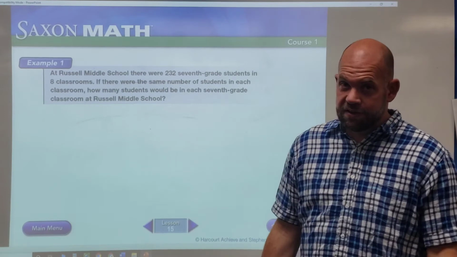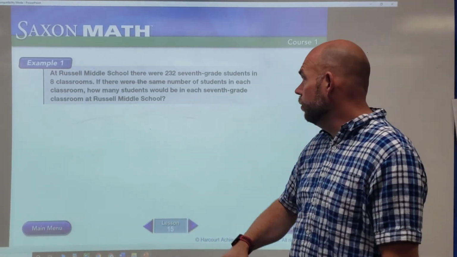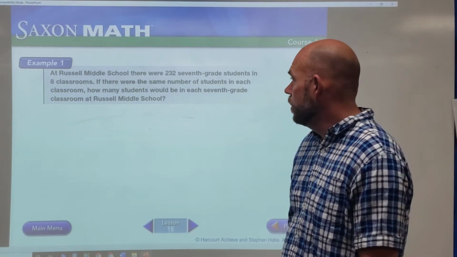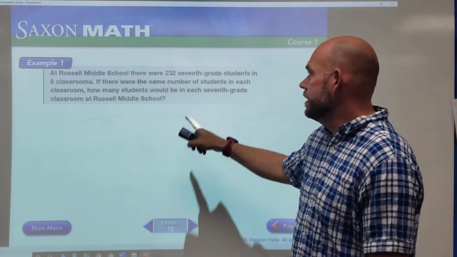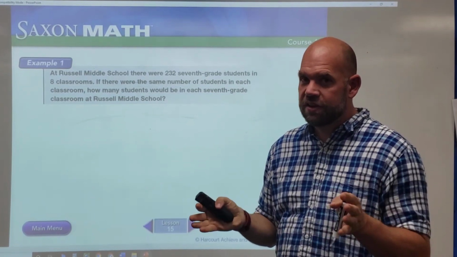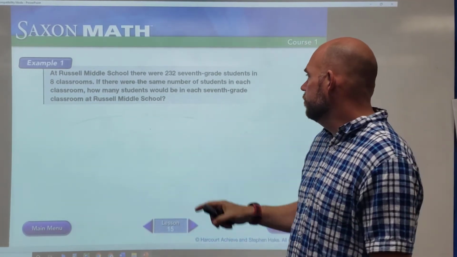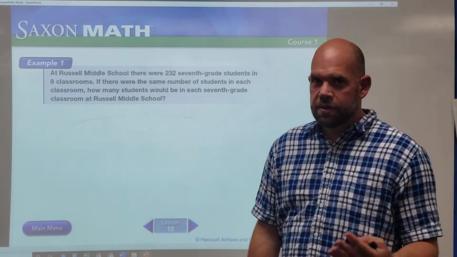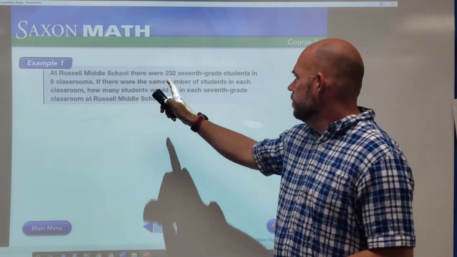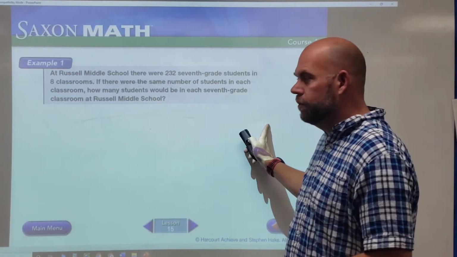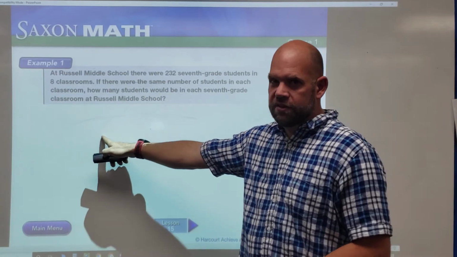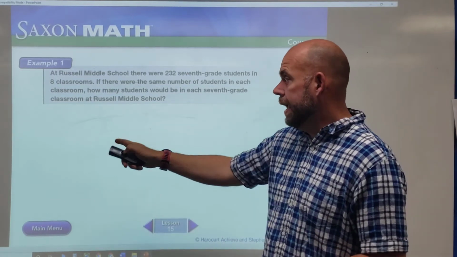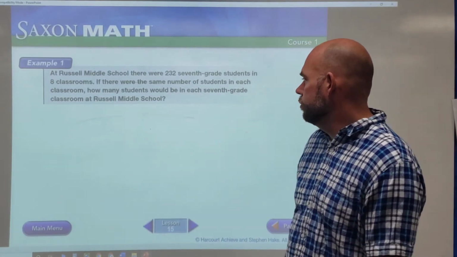All right, so let's look at this example. At Russell Middle School, there were 232 7th grade students in 8 classrooms, not a very big school. If there were the same number of students in each classroom, so we're not going to have to average here, they're just telling us it's the same, how many students would be in each 7th grade classroom at Russell Middle School? So we're going to think of the equal groups. The total is 232, so that's one side of the equation. 8 classrooms is the other, and what we're looking for is the number in each classroom. So that's our unknown. So it's going to be 8 times something equals 232.